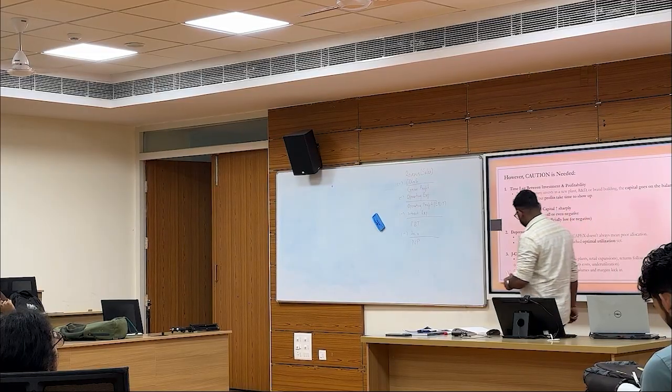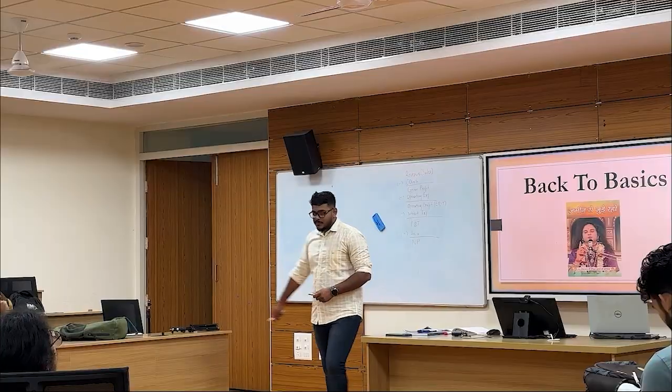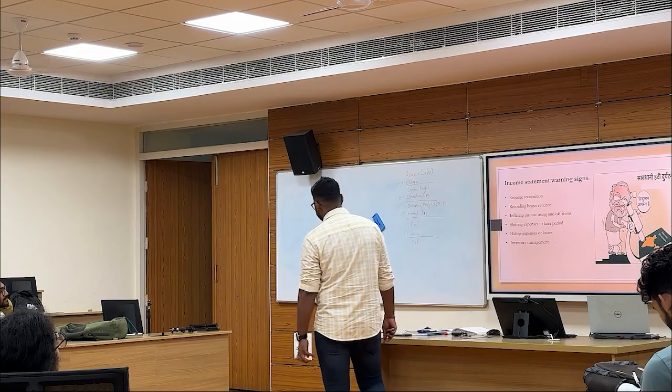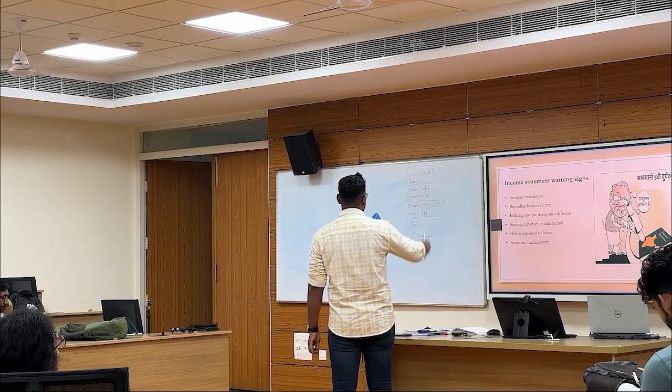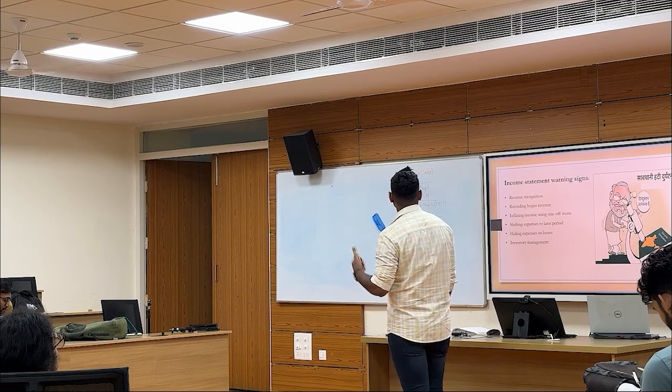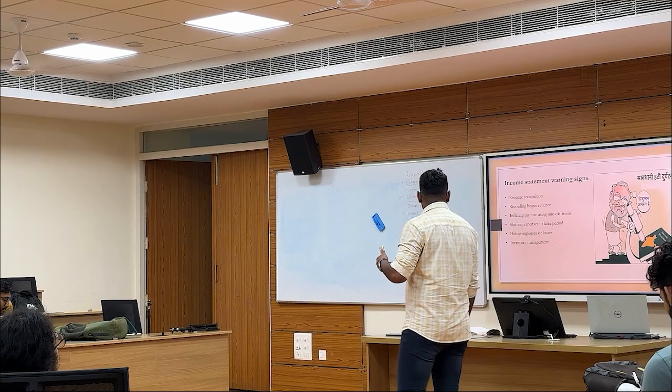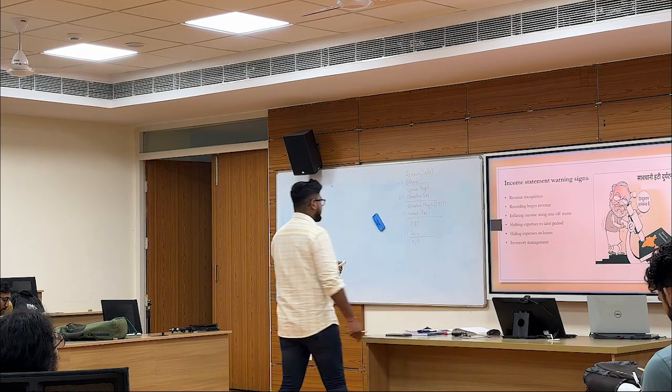Back to basics, we should stay grounded. So I will talk about income statement warning signs. Everybody knows about the income statement. I will be talking about revenue recognition, reporting bogus revenue, inflating income using one-off items, shifting expenses to later periods, and hiding expenses or loss, and inventory management.